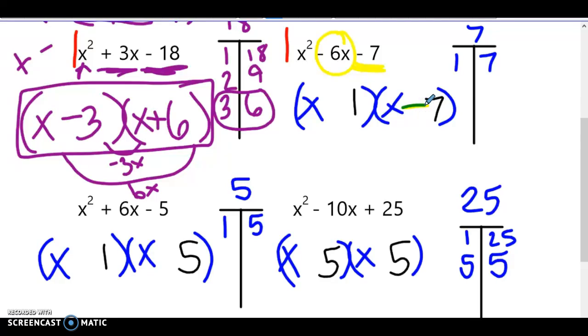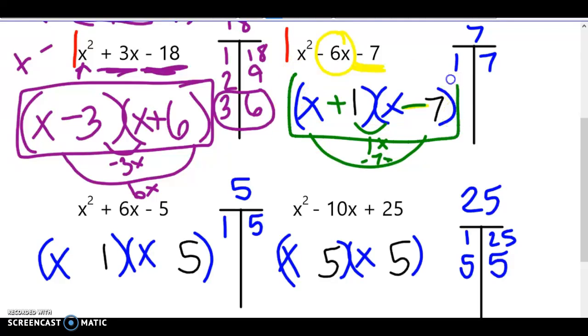So be really careful on these. Oftentimes, what I notice is students come up with the right numbers. They put the signs in the wrong place. That means this has to be positive. So I get positive 1x, negative 7x. That's what gets me to my negative 6x in the middle. So here's my solution.